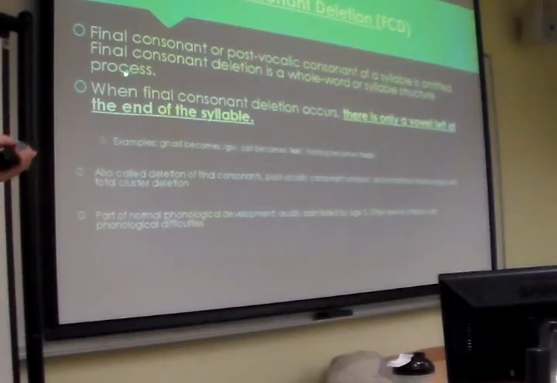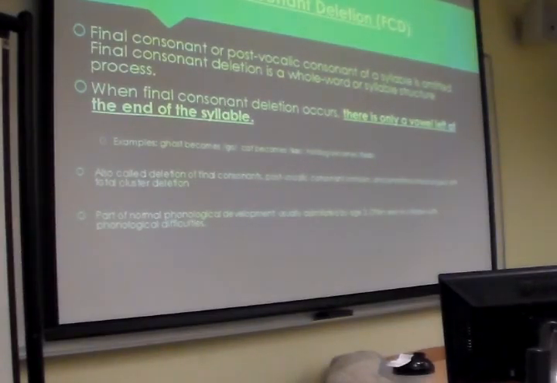So what this is saying is final consonant or post-vocalic consonant. So if the word is rainbow, you may see a child delete the N at the end of rain, because it's post-vocalic at the end of a syllable. So you may hear rainbow with the N dropped. They're deleting that consonant because it's at the end of a syllable. Does that make sense?